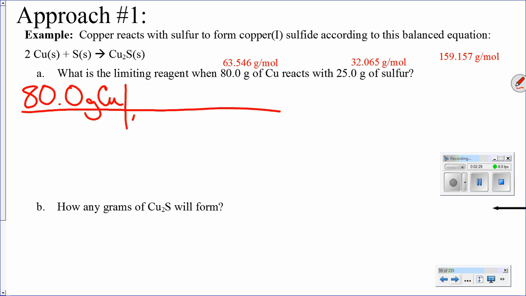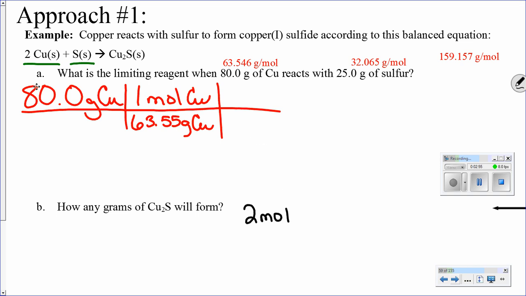When I have 80 grams of copper, I can change that into my moles of copper first. Then I'm going to use the ratio from the reaction. What I'm actually going to compare in this approach is copper and sulfur. So what I'm looking at here is, which one of these do I have essentially more of? So then I say, okay, I got 2 moles of copper that will react with 1 mole of sulfur.